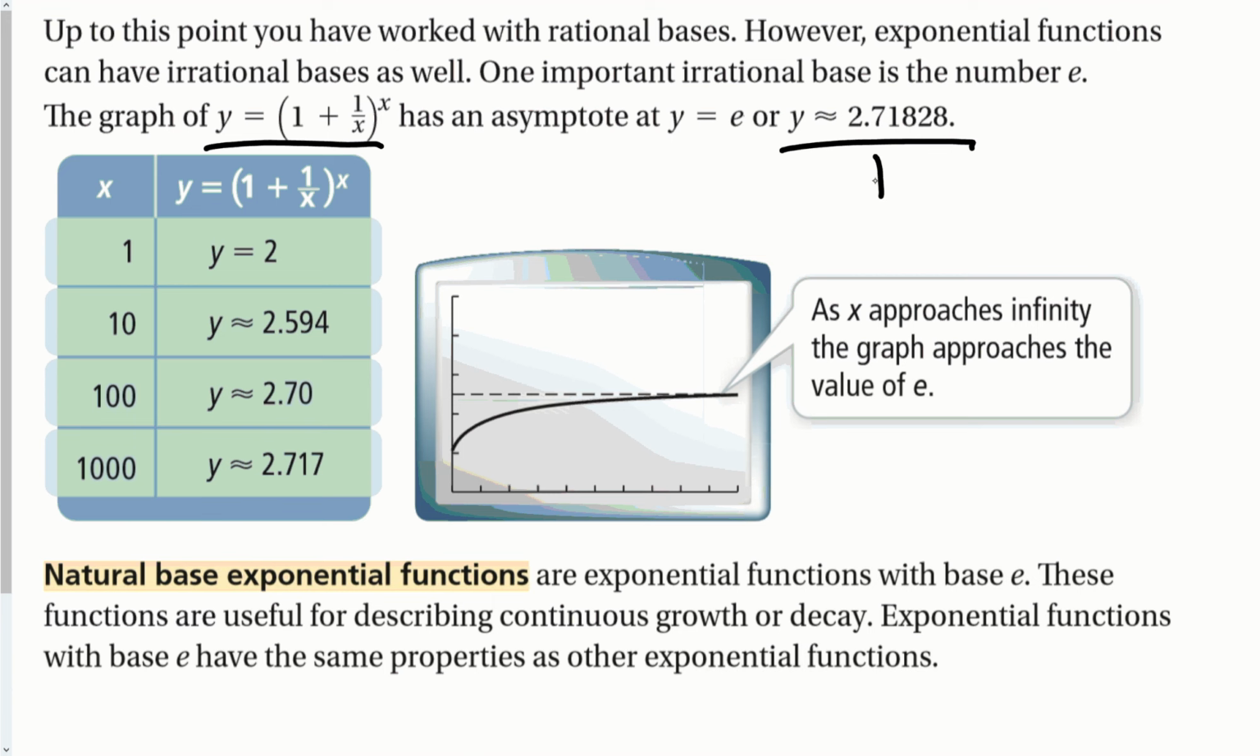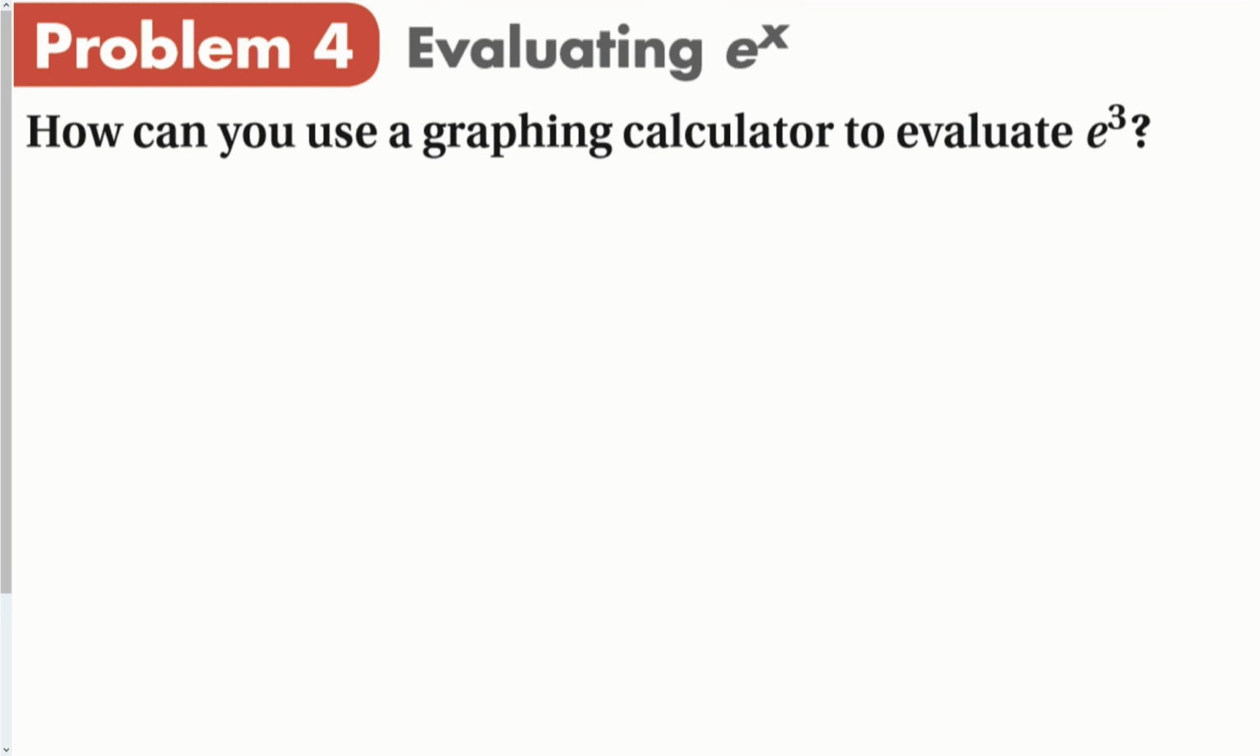This number, E, is very common in graphing continuous exponential growth. Okay, and we actually call it the natural base. So this natural base of E is very useful for graphing continuous growth or decay. Right, and these functions have the same features as other exponential functions. And you should be able to use your calculator to evaluate it.